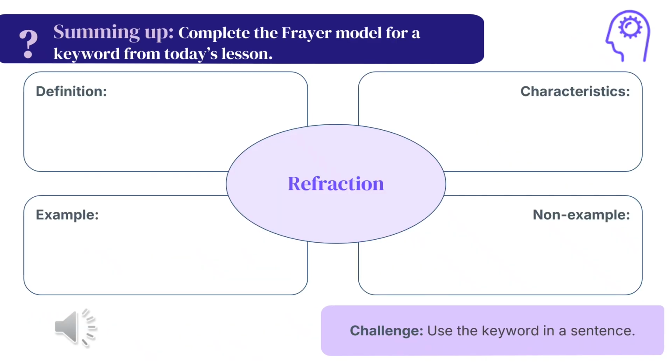Refraction is the bending of light as it passes from one material to another, because light changes speed. Examples include a straw in water, a swimming pool that looks shallower, and a magnifying glass. Characteristics: light bends toward the normal in denser materials and away in less dense ones. Non-examples include reflection, shadows, and light traveling straight through air.